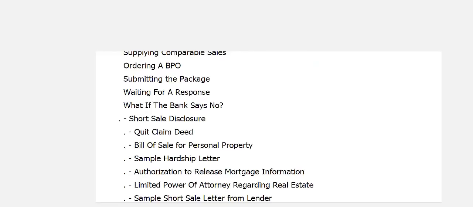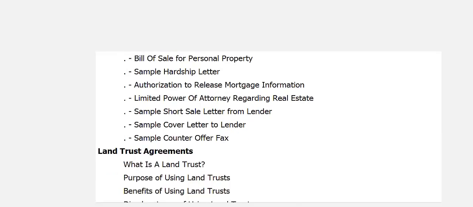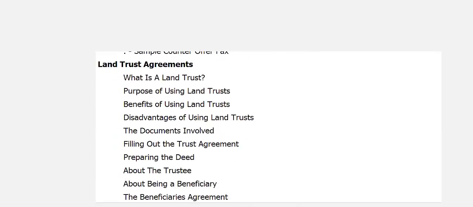Short sale disclosure. Quitclaim deed. Bill of sale for personal property. Sample hardship letter. Authorization to release mortgage information. Limited power of attorney regarding real estate. Sample short sale letter from lender. Sample cover letter to lender. Sample counteroffer fax. Then we go into land trusts and land trust agreements.